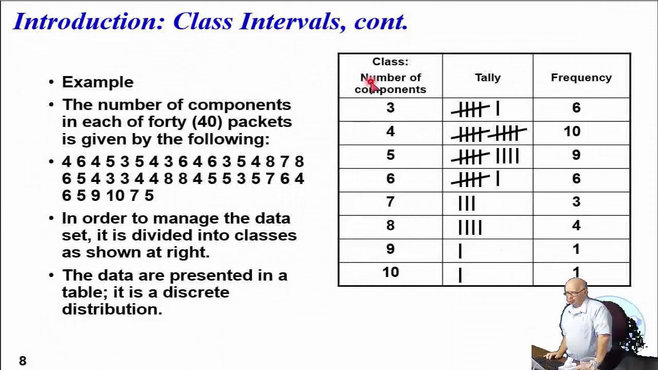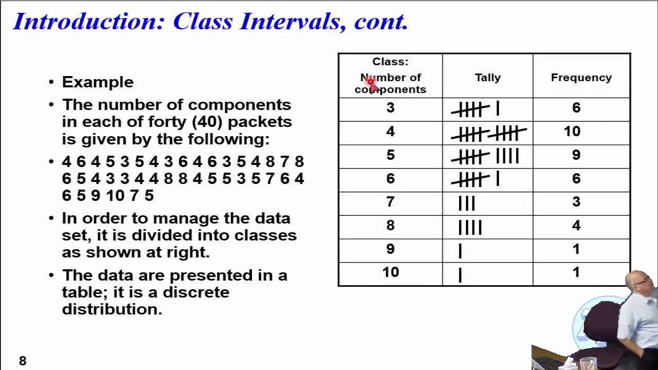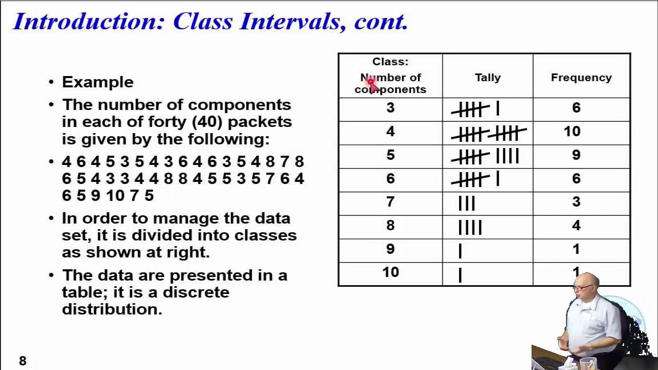Let's get into some of the ideas here. Here's a stack of numbers. Don't care what it is. We've got 40 packets of something. We're measuring the number of components in it. It's an artificial one, of course it is. It's done to make it fairly straightforward. Without looking at that, just look at this. Tell me what you can see from just this set of numbers here.